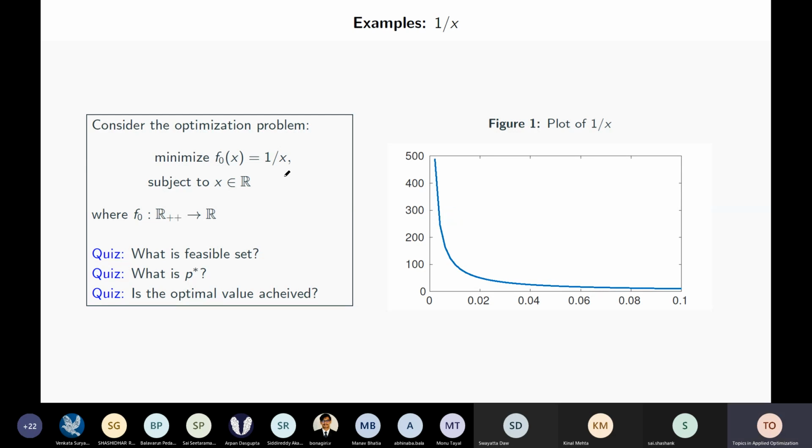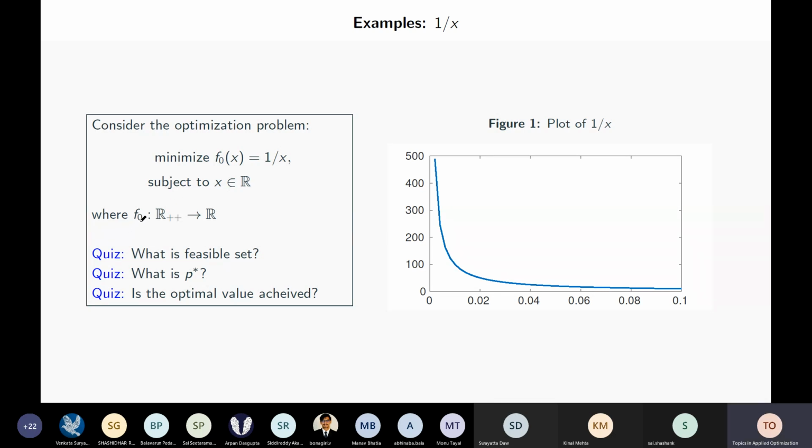Unconstrained problems are when x belongs to all of R, R2, all of Rn, something like that. Okay, so let us answer these questions here. What is the feasible set here? So feasible set.